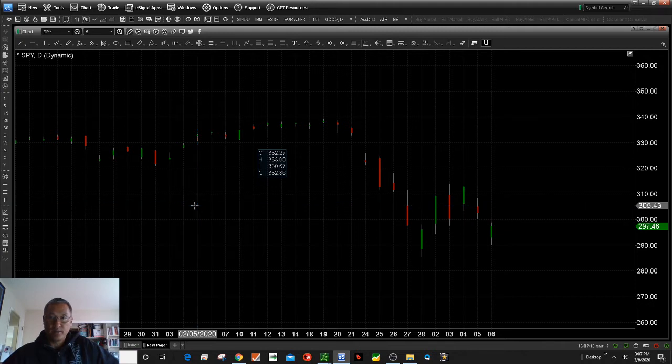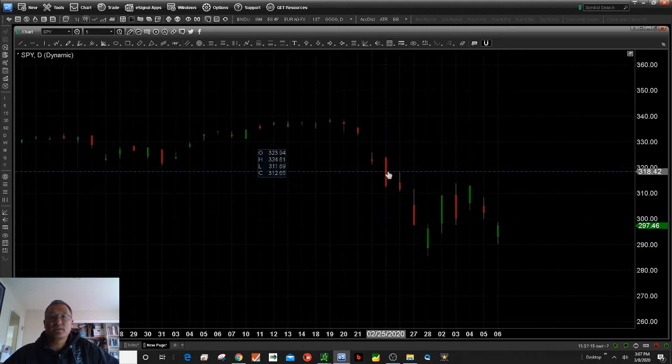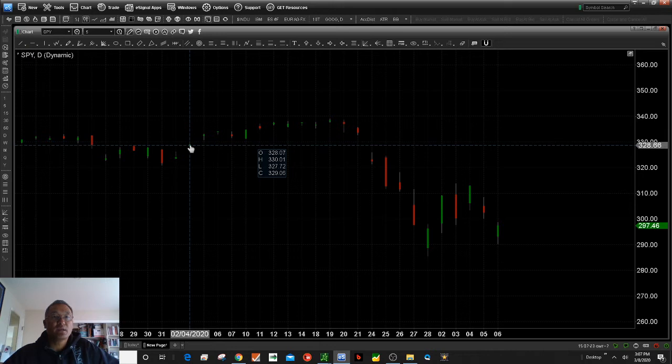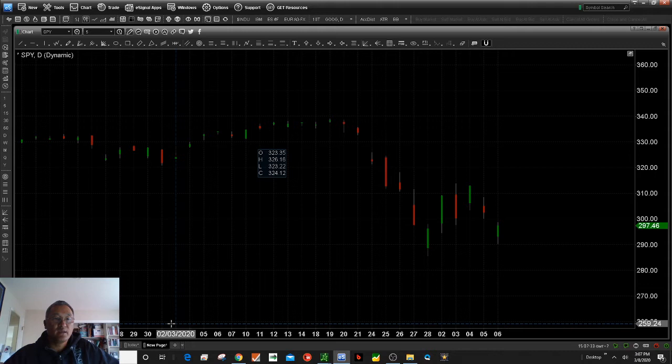What else can we tell you here? Let's talk about time frames. This is a daily chart. So each one of these candles represents one day. So if I put my cursor over here, this represents January 31st of 2020. And then you go to the next day. Here it's the 31st, and here it jumps to February 3rd.